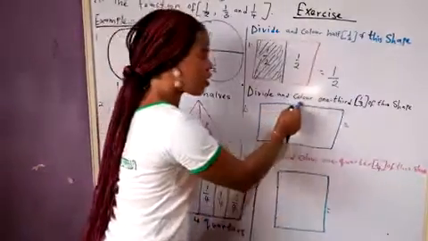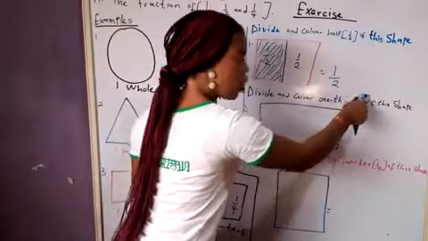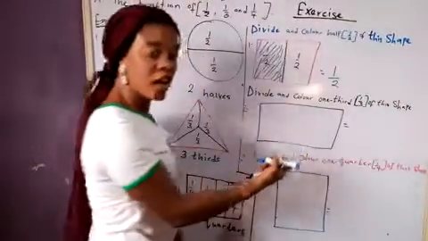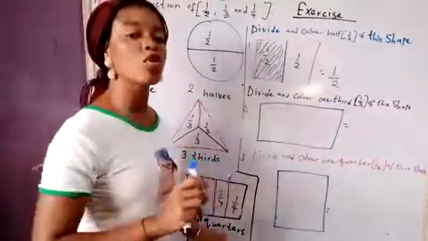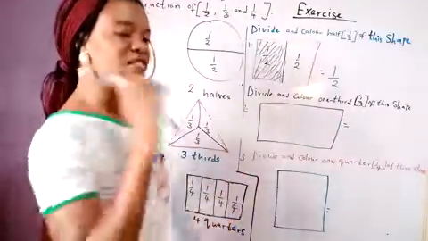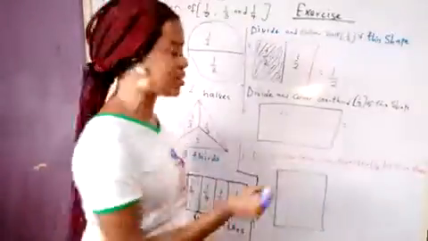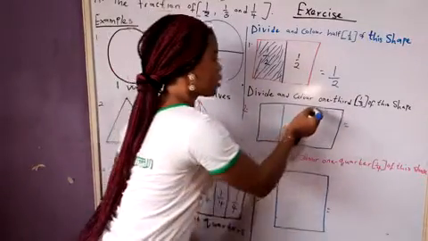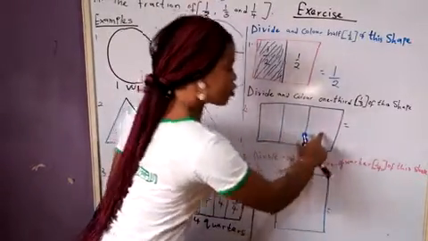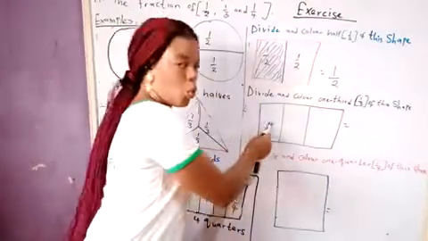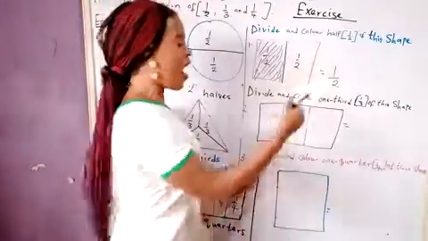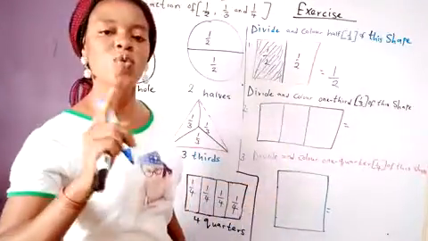Now, let's treat 1/3, which is 1 over 3. Divide and color 1/3, which is 1 over 3, of this shape. This is a rectangle shape. We want to divide it into 3 places. Now, let's divide our triangle into 3 places. 1, 2, and 3. Let's count again. 1, 2, 3. Good.